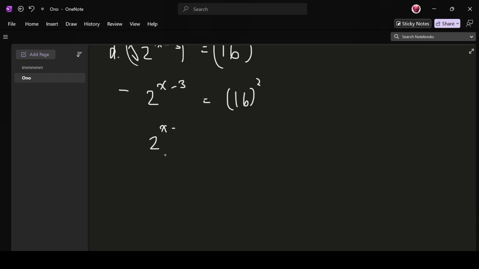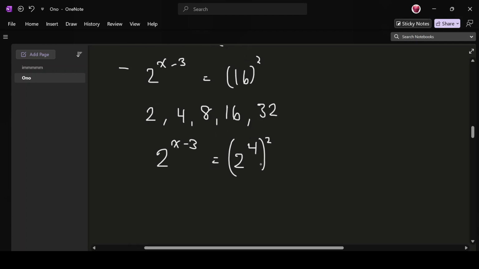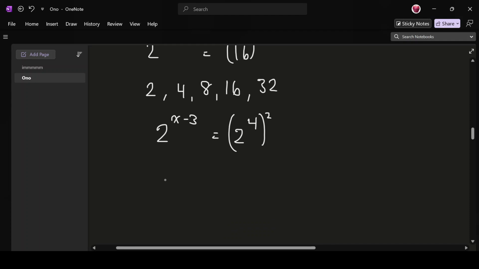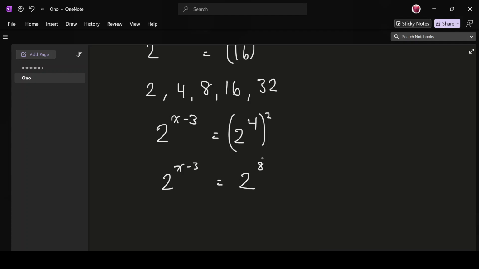Okay, wait, actually, let's write down the powers of 2. 2, 4, 8, 16, 32, and so on. We'll just stop there. So, as you can see, 16 is in the 4th place. So, from that information, we know that 16 is 2 to the power of 4. And this is all to the power of 2, so let's just write that down. Okay, we're met with this law again. We multiply 4 times 2, and that is 8. 2 to the power of 8.